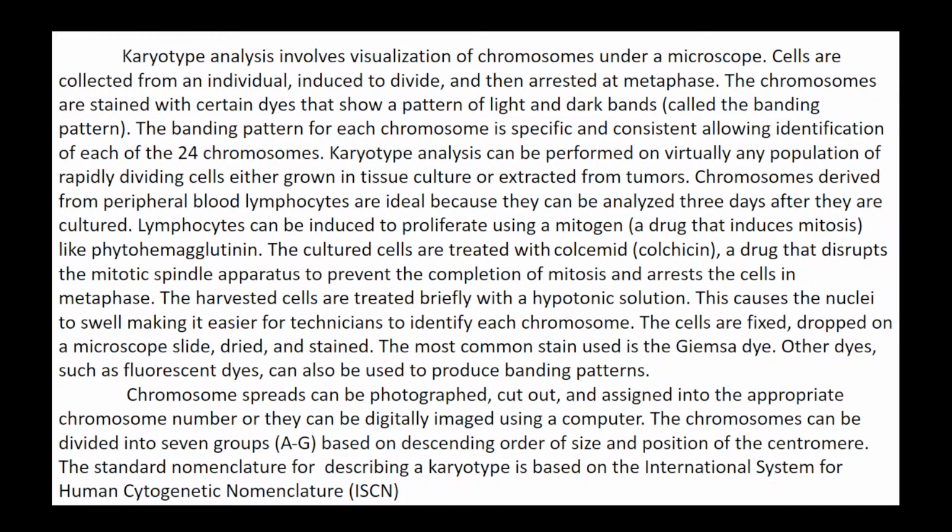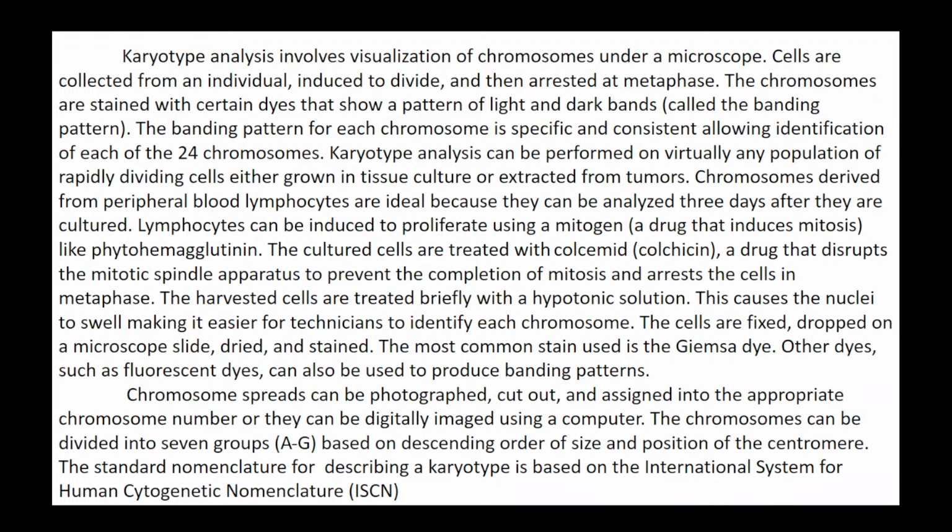For karyotype analysis, we can use the somatic cells of our body. The best cells for karyotype analysis are cells of bone marrow, because these cells divide very quickly. But it is very difficult to remove these cells from our body. So very often for karyotype analysis, we use the lymphocytes from our blood.